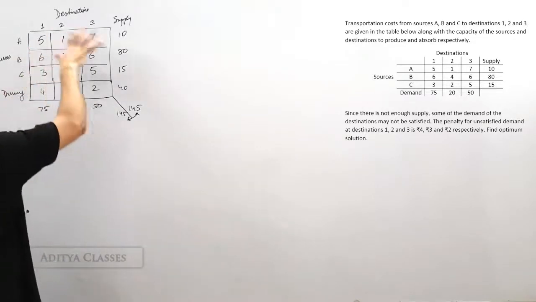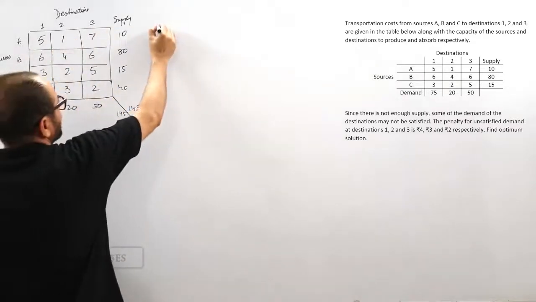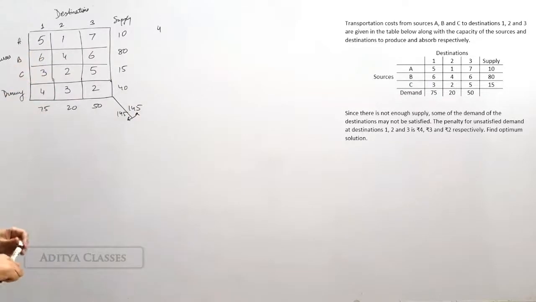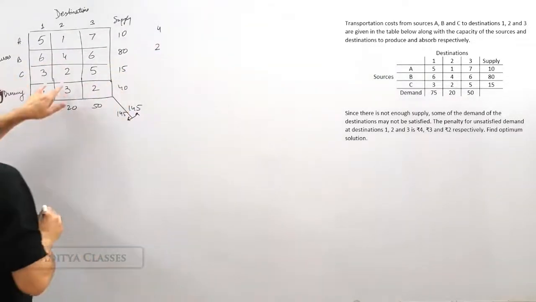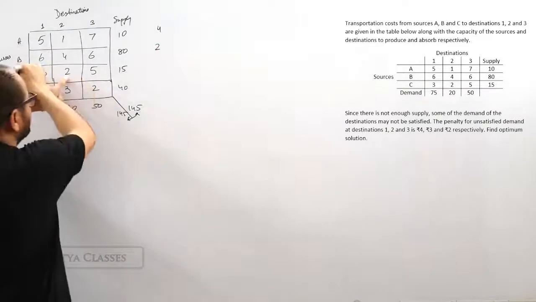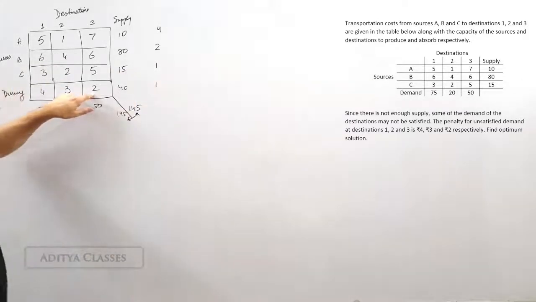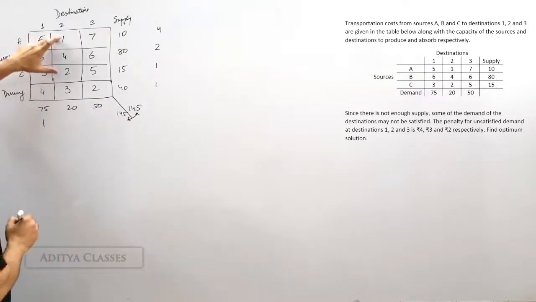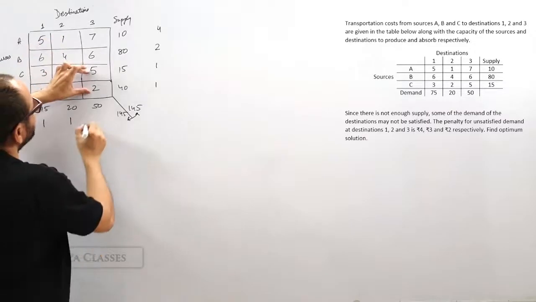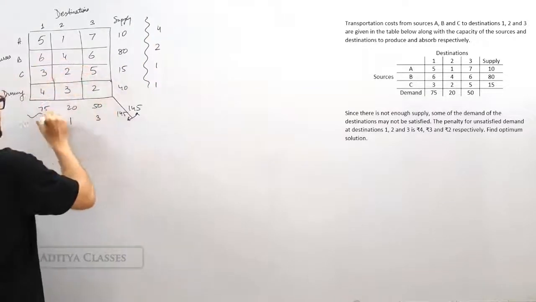Now the penalties for these rows would be as follows. For the first row, the two minimums are 1 and 5, so the penalty would be 4. Penalty is the difference of the two minimums. Then the minimums are 4 and 6, so the penalty would be 2. Then 3 and 2 are the minimum ones for row C, penalty is 1. 2 and 3 are the minimum, penalty would be 1 again. For columns it would be 3 and 4 giving me a penalty of 1, 1 and 2 giving me a penalty of 1, then this time 2 and 5 giving me a penalty of 3. These are our penalties.